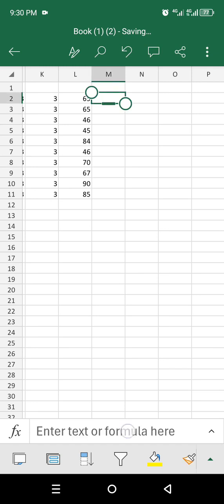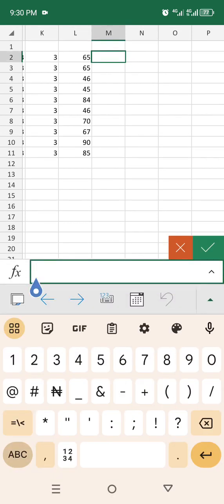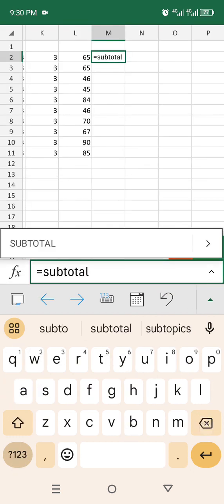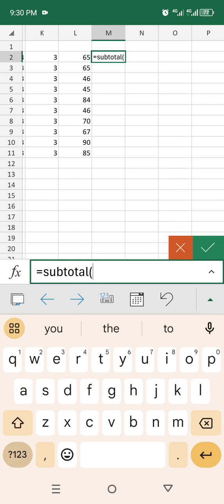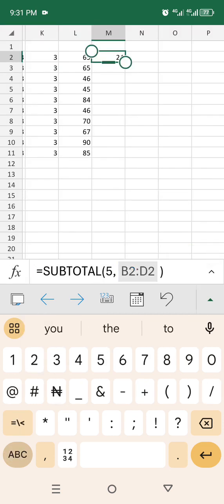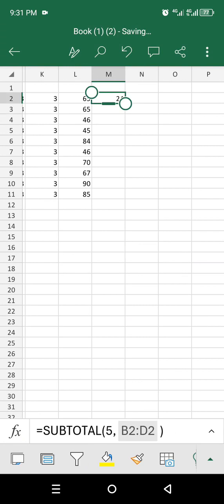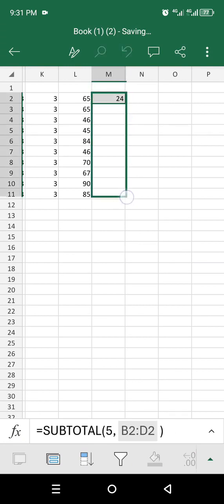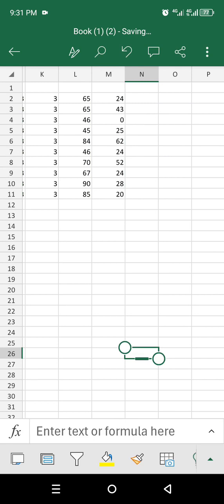Now, let's use 5 and see. Equal to subtotal, 5, comma, B2 ratio D2. Okay. Now it's giving us 24. Let's fill everything and see. Good. See the value we have. Now this one is giving us the lowest value.